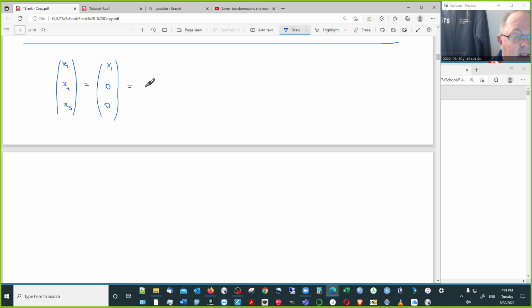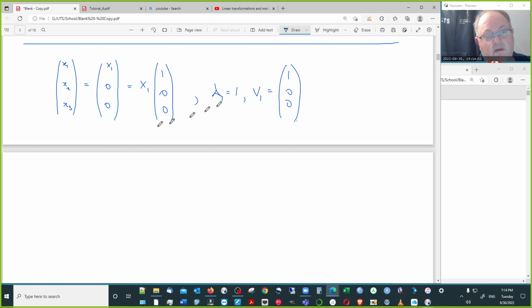And then I can take X1 out like that and multiply it through a vector that's 1, 0, 0. Okay. So what I can do then is have some value of lambda that I talked about before equal to 1, and the vector for 1 would be this previous solution, 1, 0, 0. What I'm trying to show you is that we can manipulate things quite a lot.